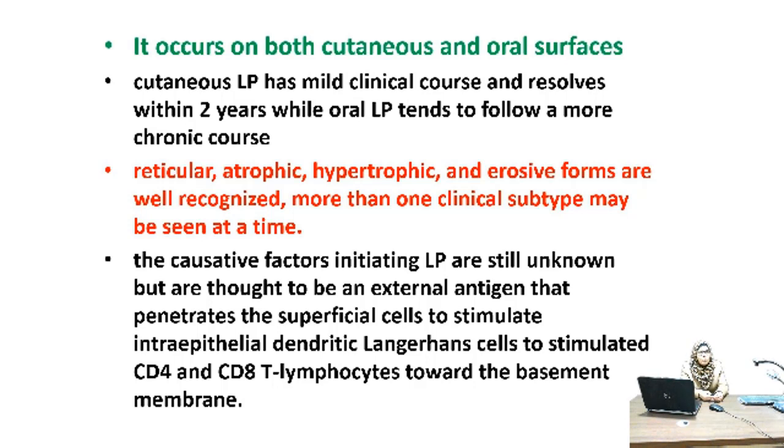More than one clinical subtype ممكن نشوفها at the same time. The causative factor that initiate lichen planus are still unknown, but are thought to be an external antigen that penetrate the superficial cells to stimulate the intraepithelial dendritic Langerhans cell to stimulate CD4 and CD8 lymphocyte toward the basement membrane attack.